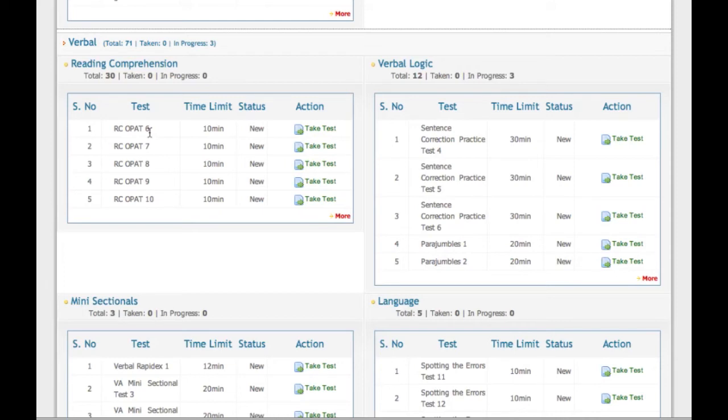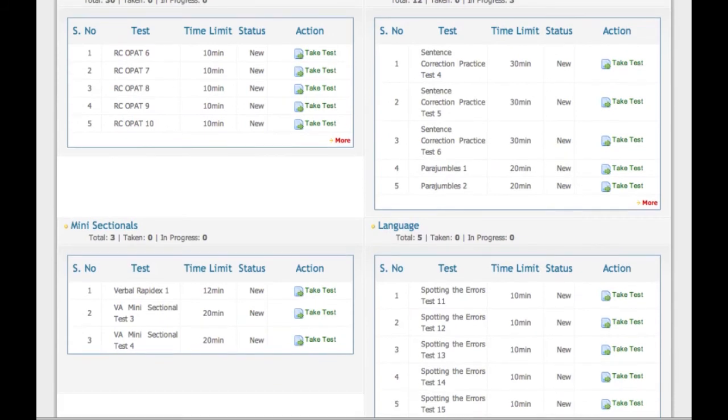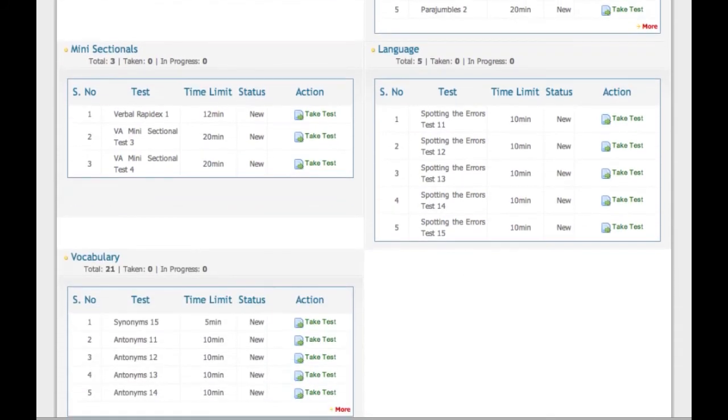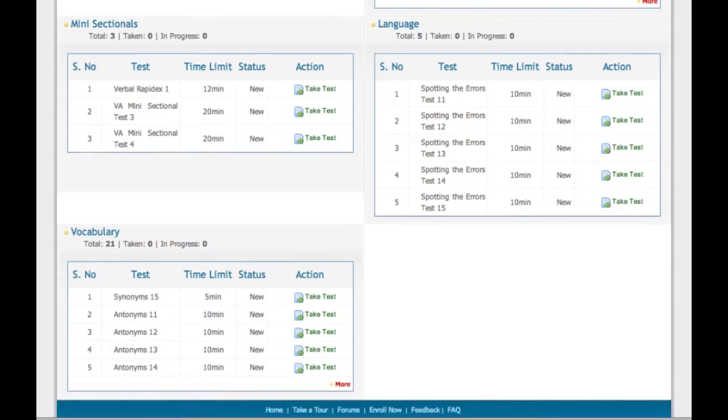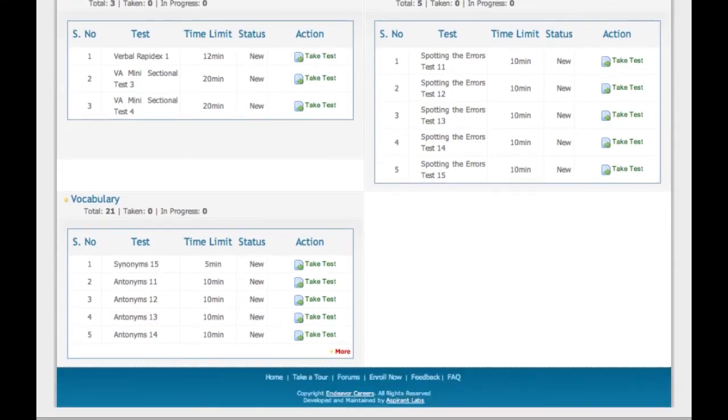So one passage at a time with a time limit of 10 minutes will give you adequate time to put your focus on that RC and mark all the possible answers. We have a lot of other RCs also in the OPAT section, just in order to practice one RC and focus on it. Again, coming to verbal logic. Now verbal logic, as we discussed last time, is application of logic in verbal, that is this section. Then coming to mini sectionals, similar to quant mini sectionals, here there are verbal mini sectionals. Language and vocabulary will continue into the second phase.